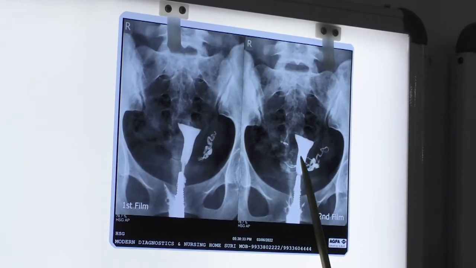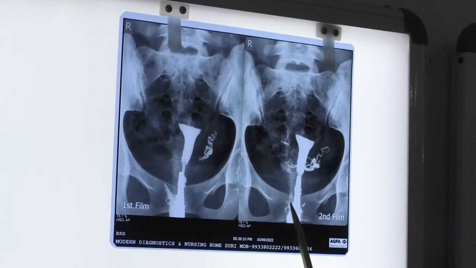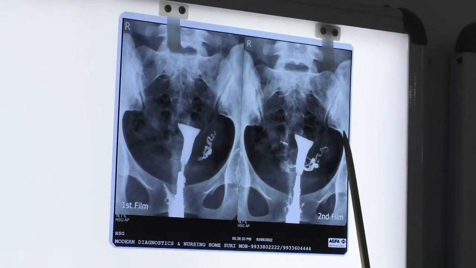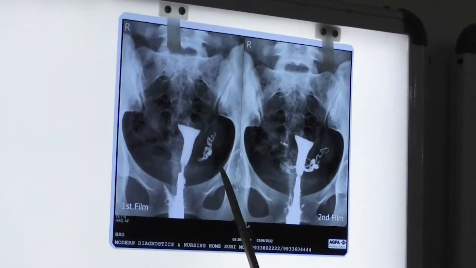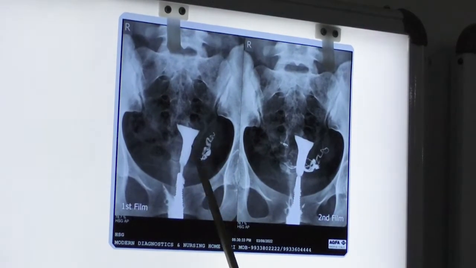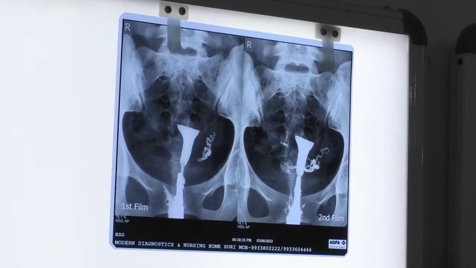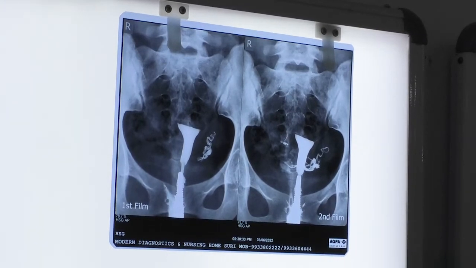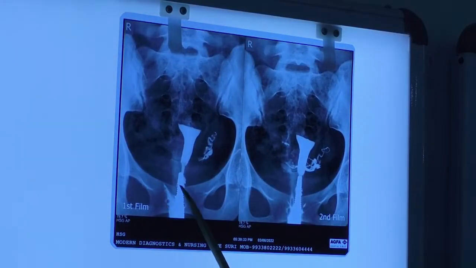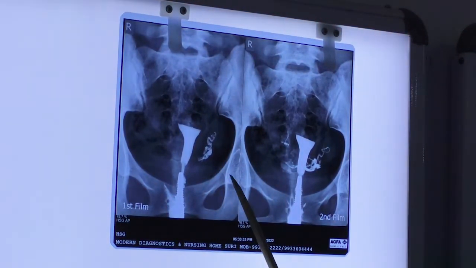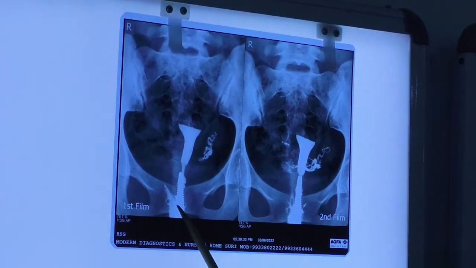The dye passes through the uterus, passes through the fallopian tube, and ultimately comes into the peritoneal cavity. This is called peritoneal spillage of the dye. So this is the hysterosalpingogram. And here we can see other bony markings, and the obturator foramen we can see.